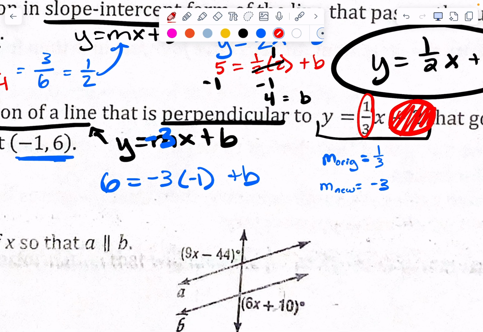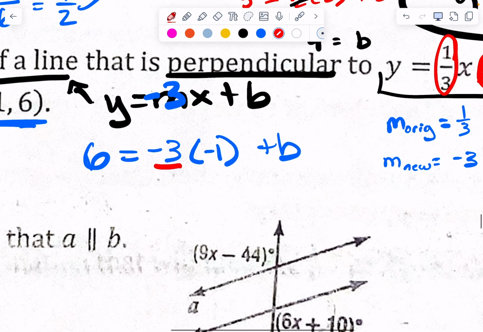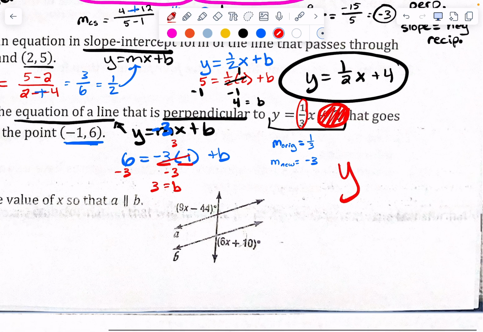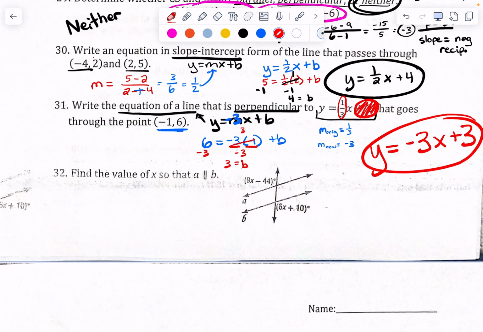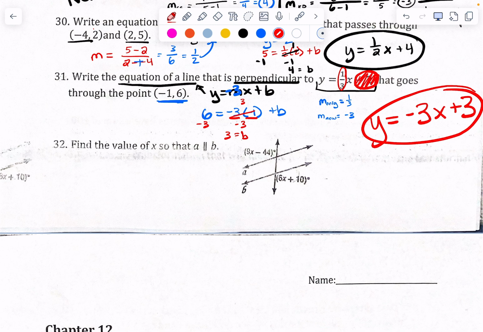Okay? All right, so here, we got to solve for b. What's negative 3 and negative 1? Positive 3, and then I'm going to subtract the 3 over. So b is 3. Okay, final answer? Negative 3x plus 3. There he is. Okay? All right, beautiful. Okay, 32.